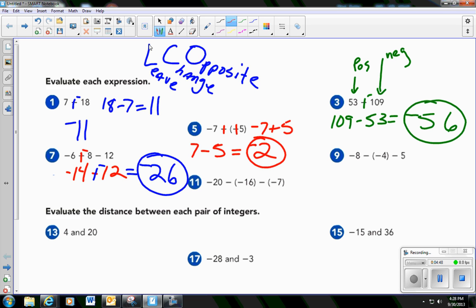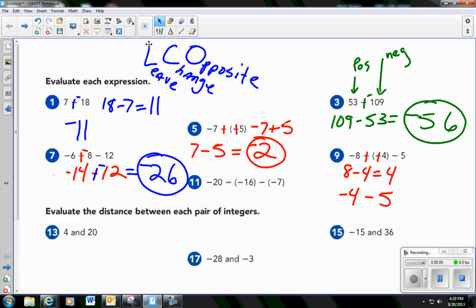Okay, we do leave, change, opposite. So we have negative 8 plus positive 4. That is different signs. So 8 minus 4 would give us 4, and there are more negatives than positives. 8 negatives, 4 positives, so that's going to be negative 4, minus 5.